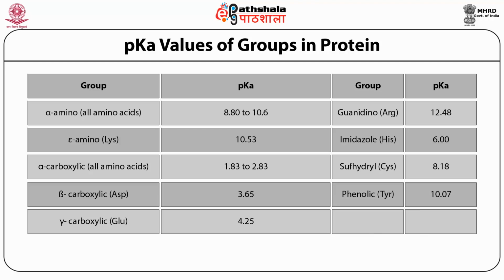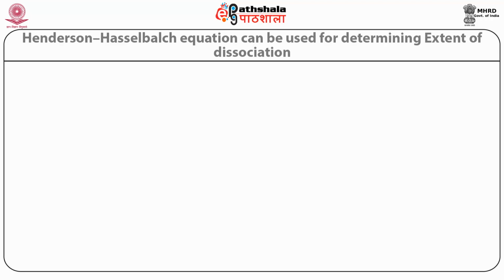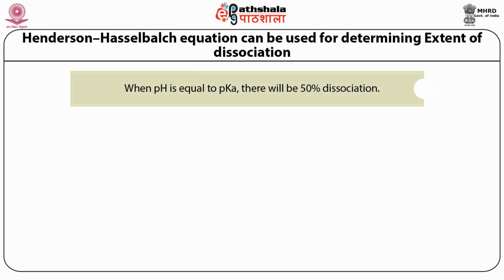So this value is variable. That means at a given pH, the extent of dissociation of these groups will be different. Some of the groups might be completely dissociated, some might be undissociated, and some might have both dissociated and undissociated forms at a given pH. As I said earlier, pH and pK determine the extent of dissociation, which can be calculated from the Henderson-Hasselbalch equation. But a simplified version is that when pH is equal to pK, there will be 50% dissociation.